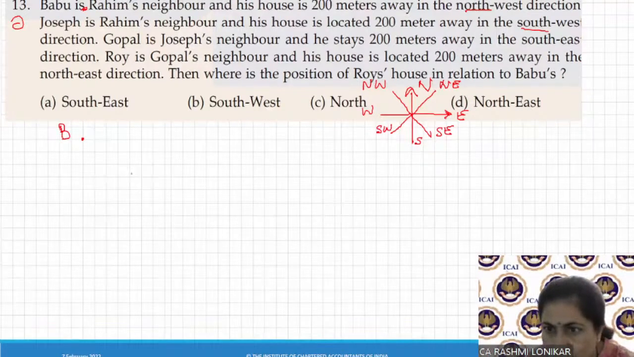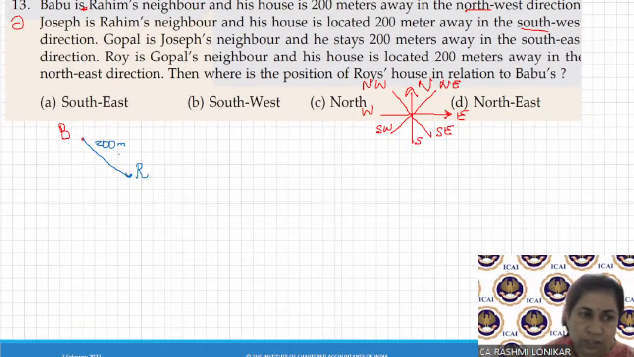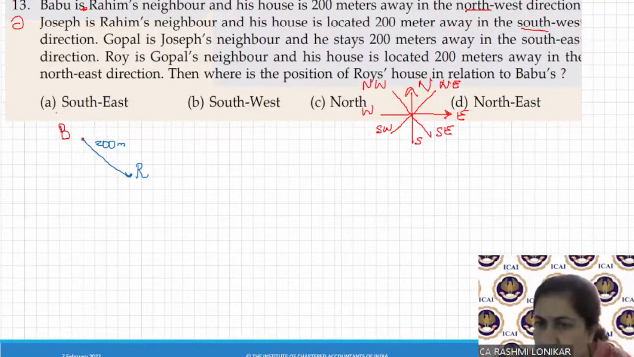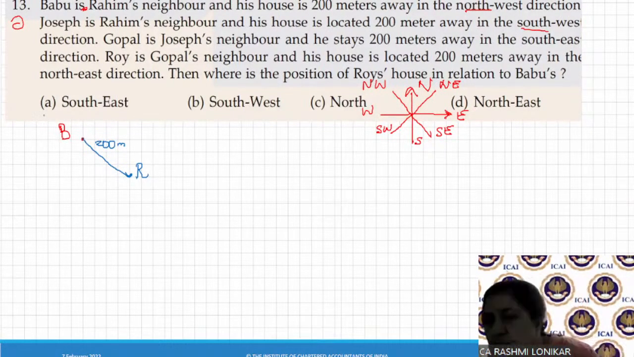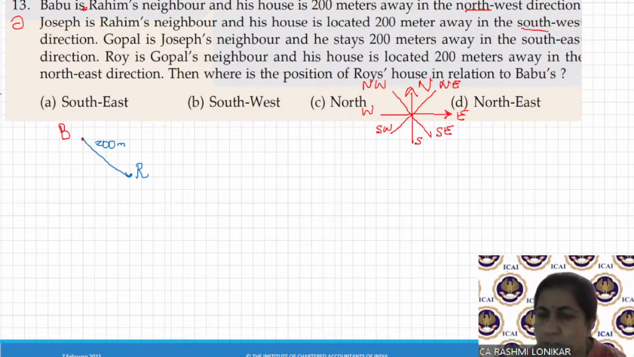Rahim. Okay, Rahim is over here. And Babu's house is 200 meters to the northwest direction. Okay, Rahim and Babu, they are 200 meters to the northwest. Then what happens? Joseph is also Rahim's neighbor. Like we have Babu who is Rahim's neighbor. We have Joseph also who is Rahim's neighbor, and his house is located 200 meters away in the southwest direction.